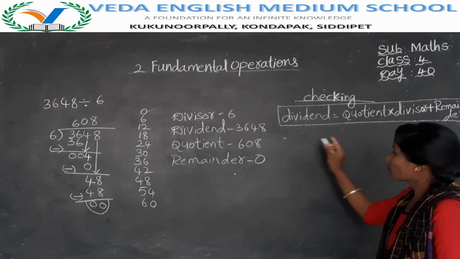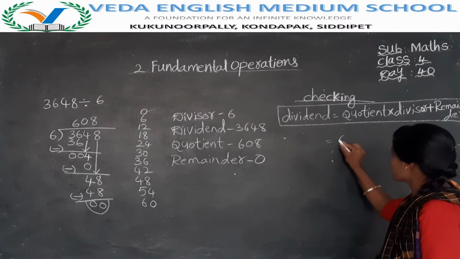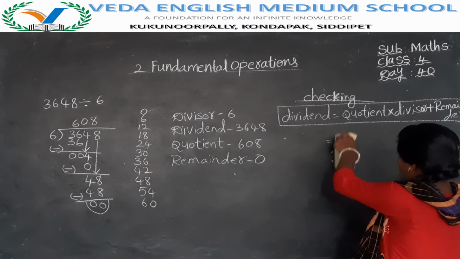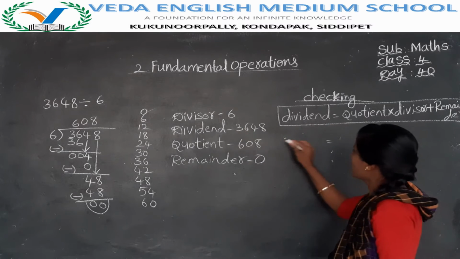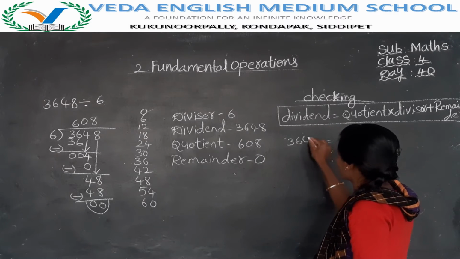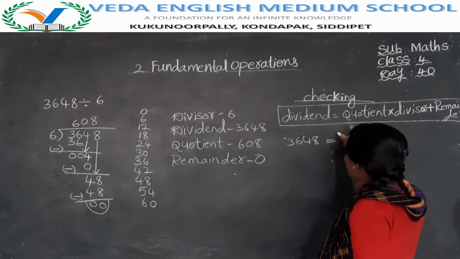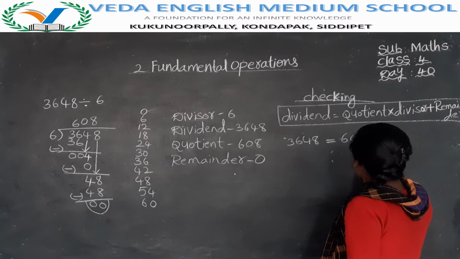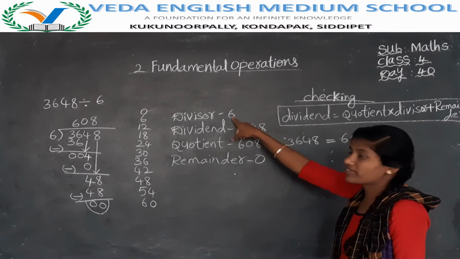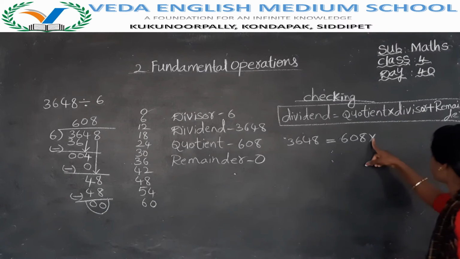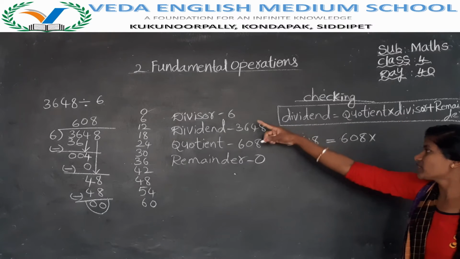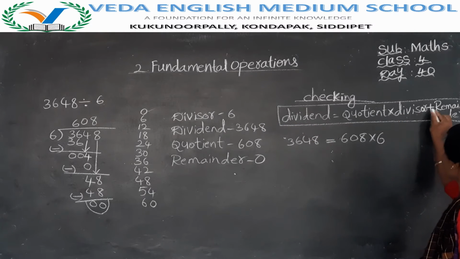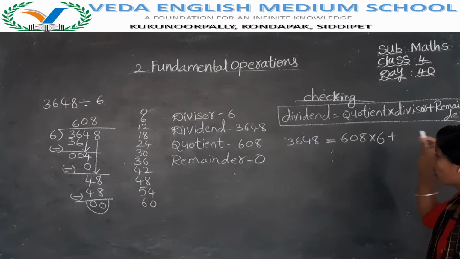Next, quotient. What is the quotient here? 608. First we will write what is the dividend. What is the dividend, Nana? 3648 is equal to quotient. What is the quotient? 608 into what is the divisor? Divisor is 6. Here we have into, so I have written into. Next, divisor. Divisor is 6. After divisor we have plus symbol, so I am taking plus symbol only.